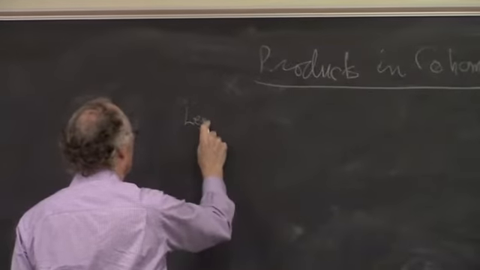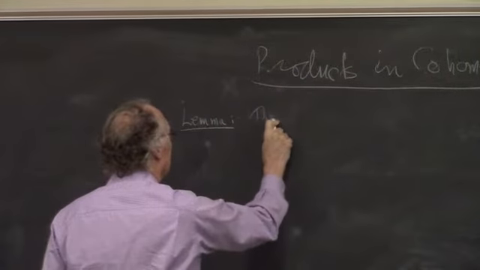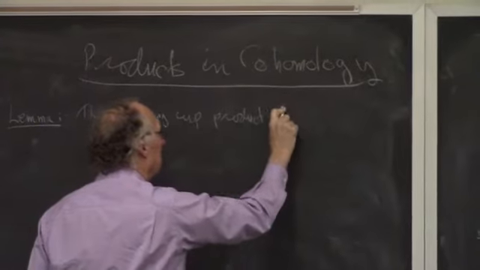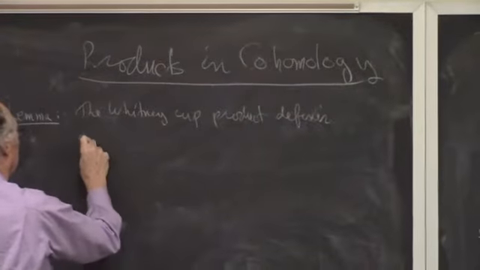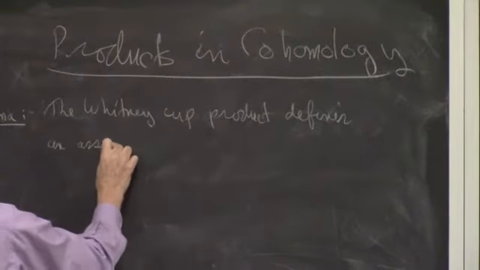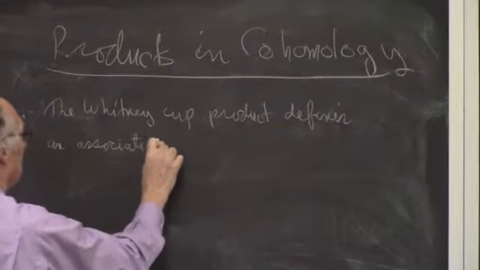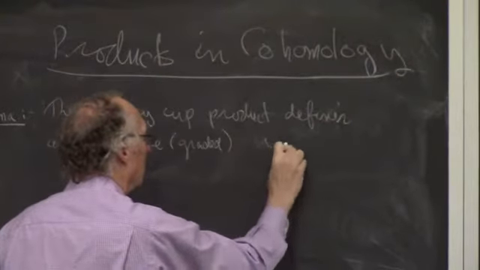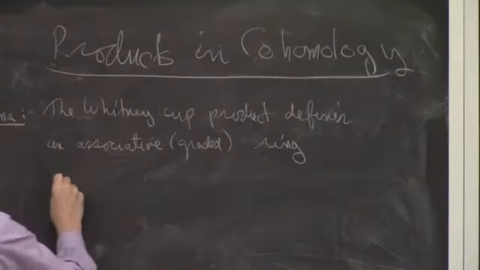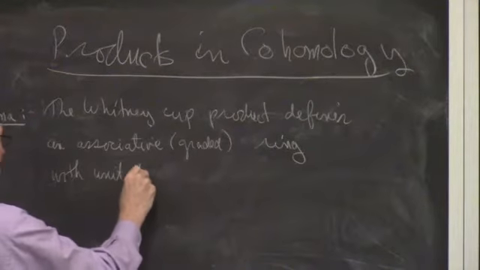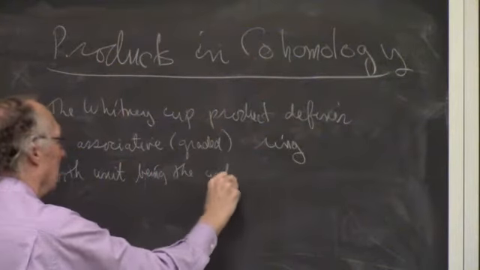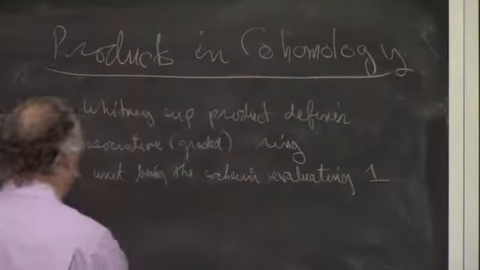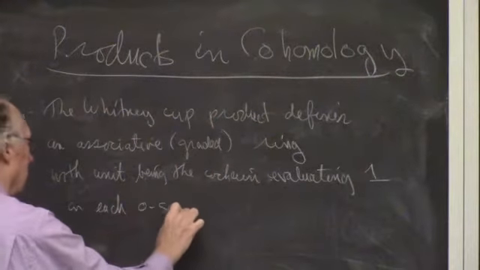So the first lemma is that the Whitney product formula defines an associative graded algebra ring with a two-sided unit being the cochain evaluating one on each 0-simplex, on each point.